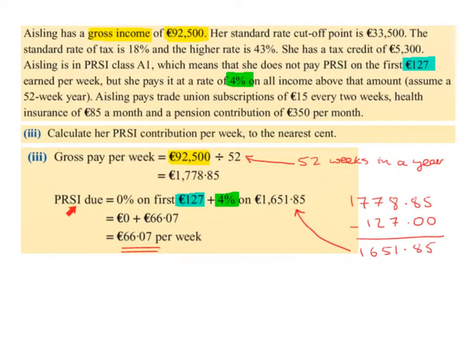Her PRSI due is 0% on the first €127, which is just going to be €0, and 4% on the balance. So €1,778.85 minus €127 leaves us with €1,651.85. So we get 4% of that, and that's €66.07. So her PRSI payment per week is €66.07.